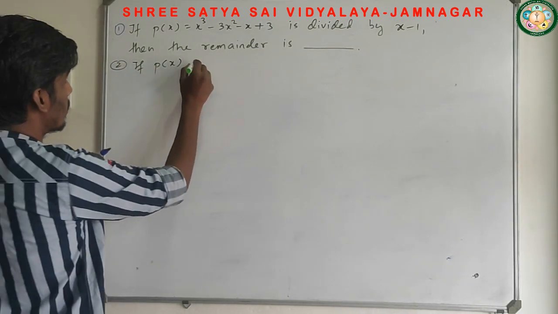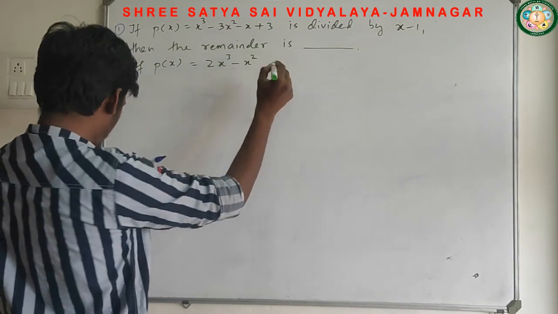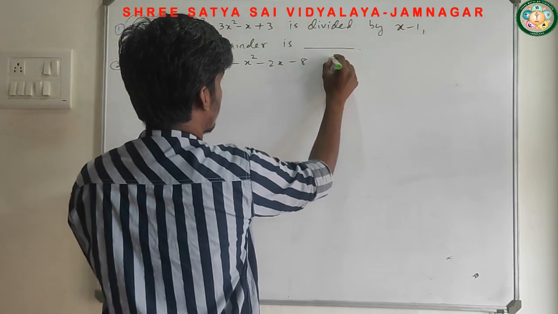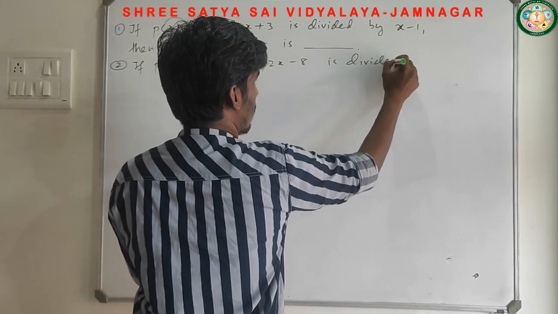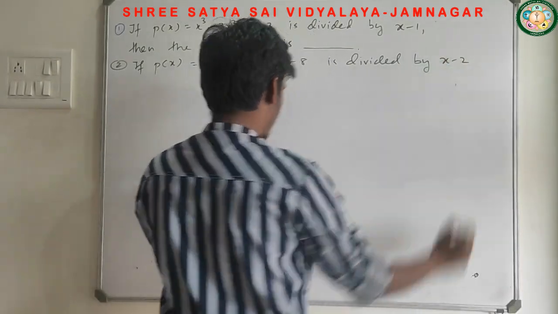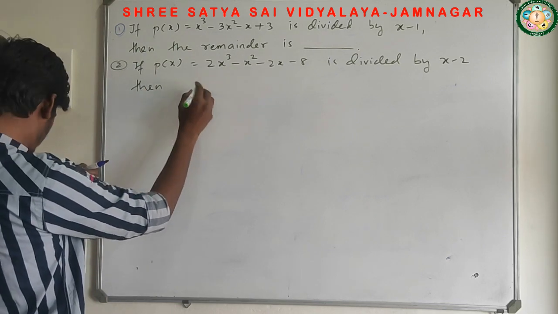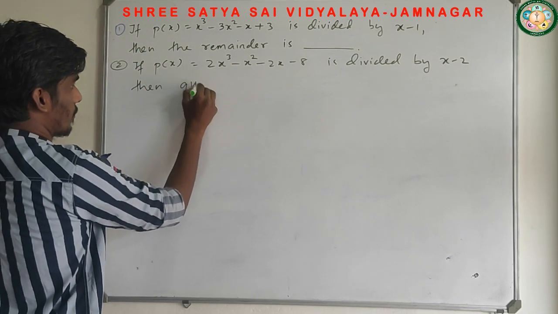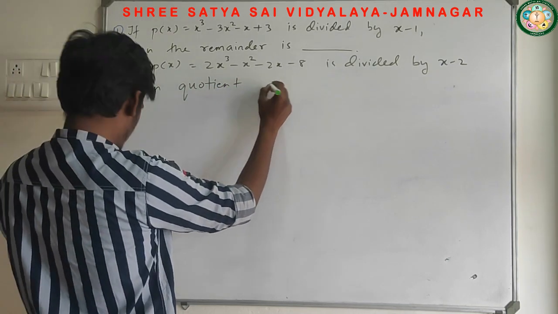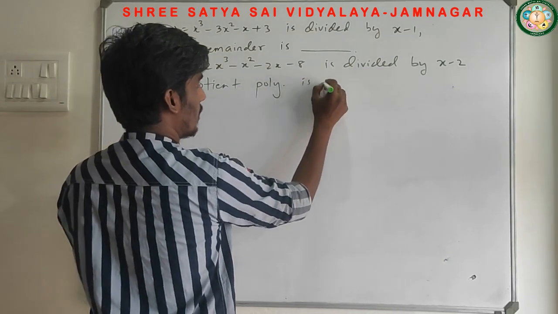One more. If p of x equals 2x cube minus x square minus 2x minus 8 is divided by x minus 2, then the quotient polynomial is dash.